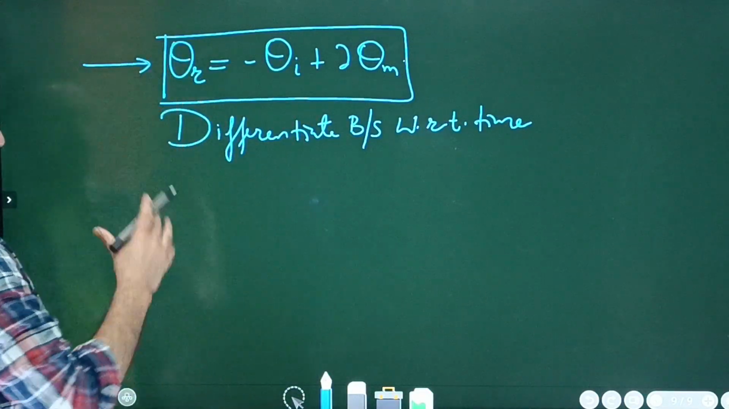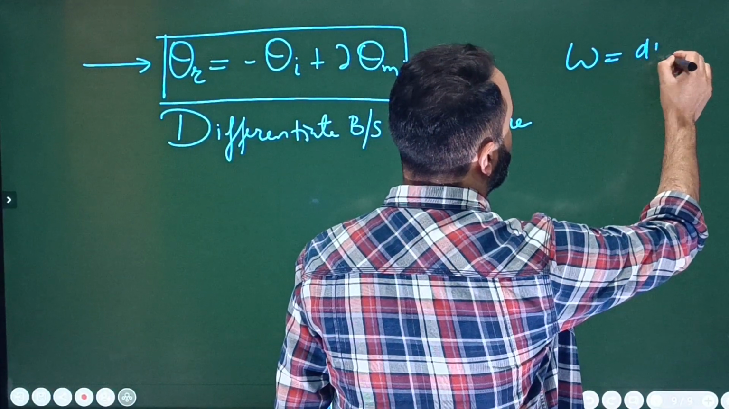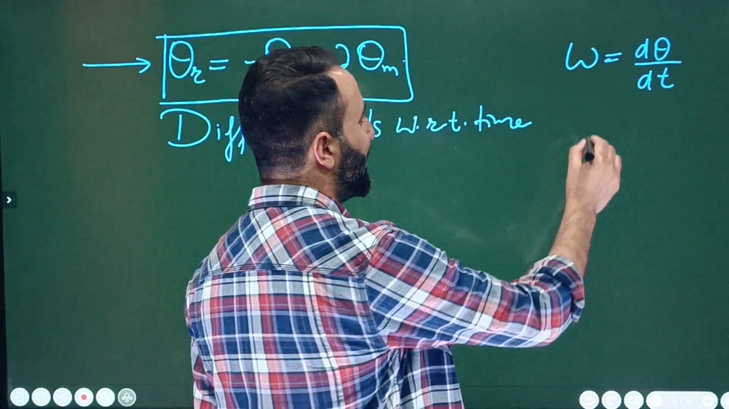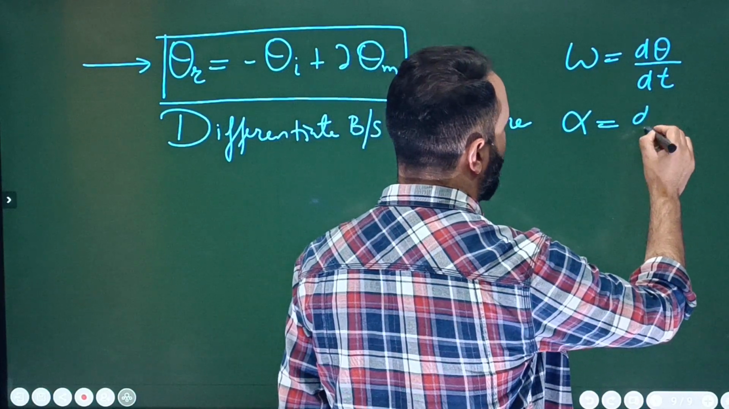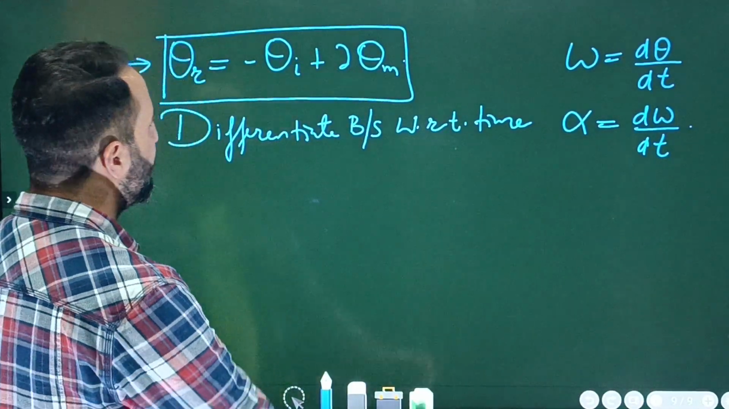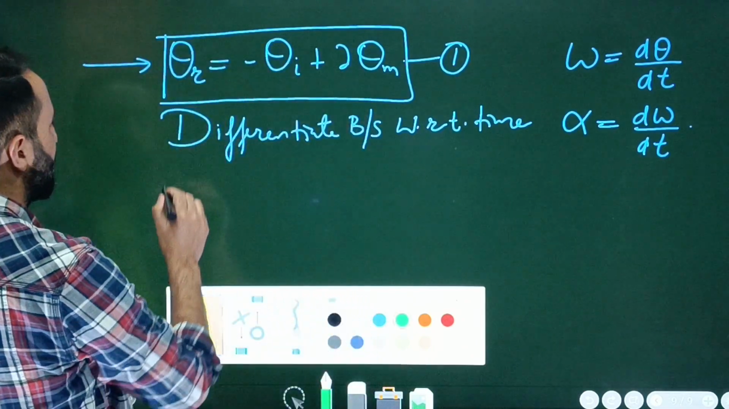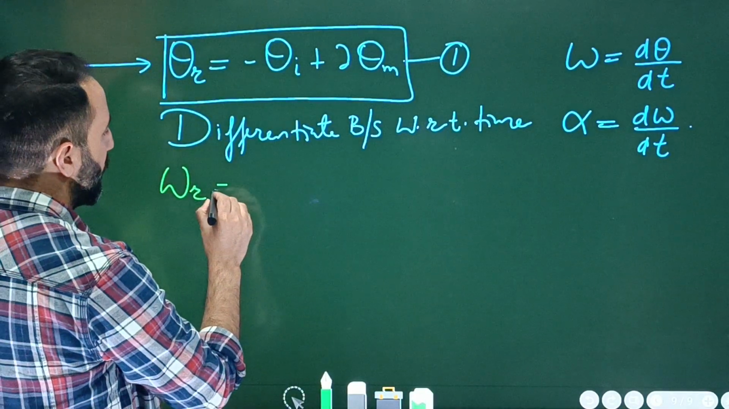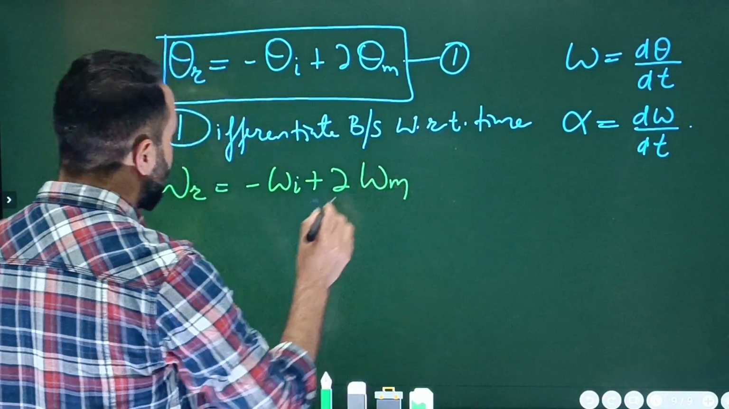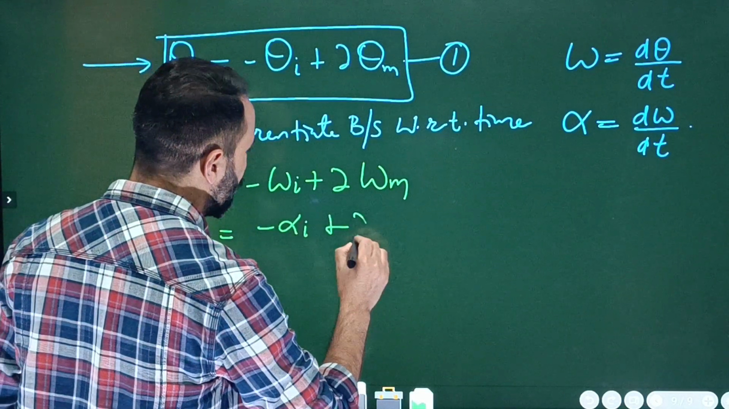Okay, I'll differentiate this. Obviously I'll get angular velocity, because simply we have this, that is angular velocity omega is equal to d theta by dt. Okay, these are the basic fundamental equations of circular motion. And then there's alpha, which is the angular acceleration. It is equal to d omega by dt. So twice I will be differentiating it. Okay, so the next equation we'll be getting is this here: omega r is equal to minus omega I plus 2 times omega m. Again differentiate: alpha r equal to minus alpha I plus 2 times alpha m.